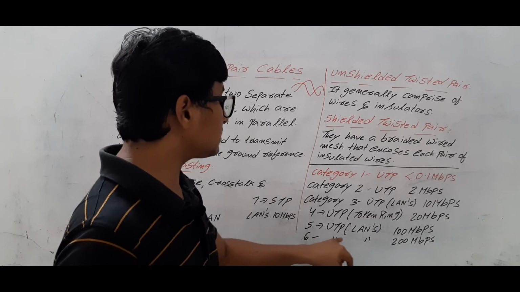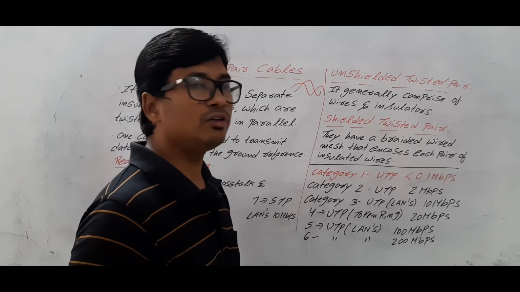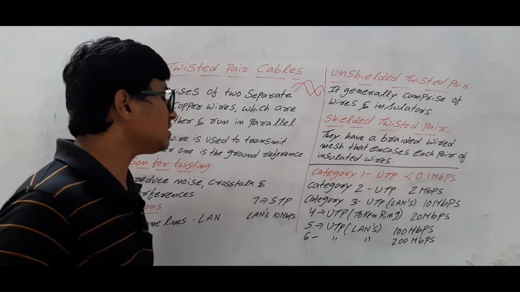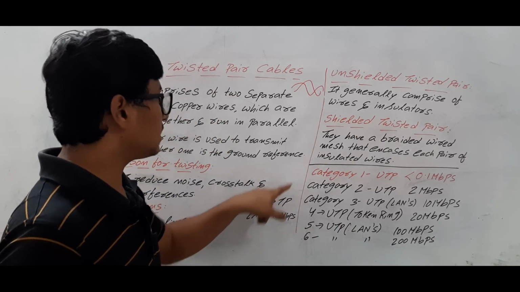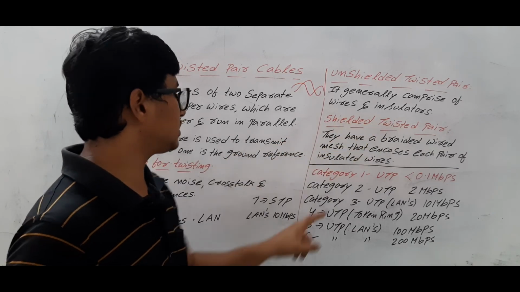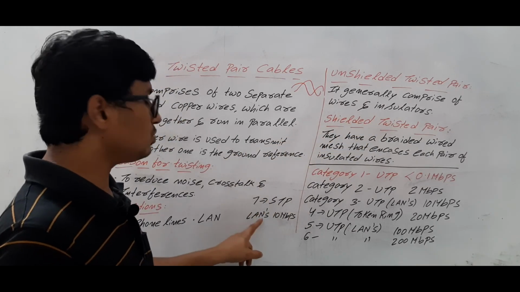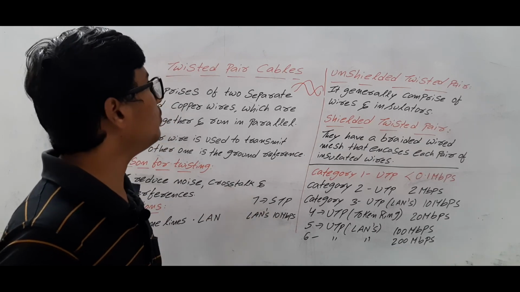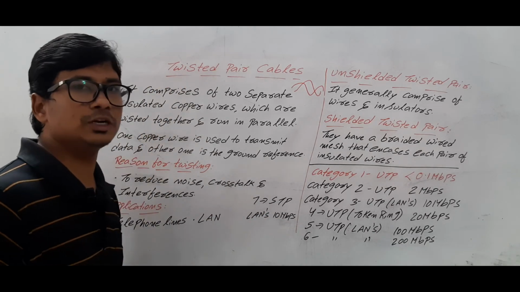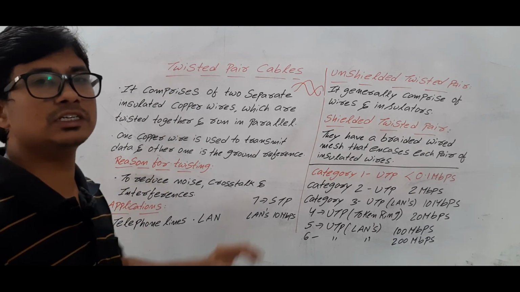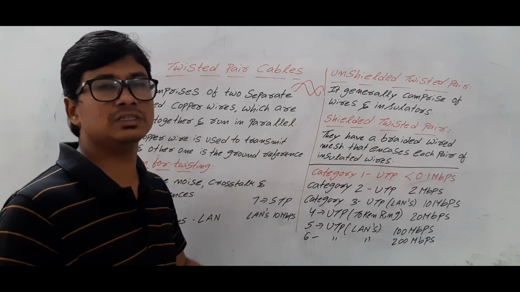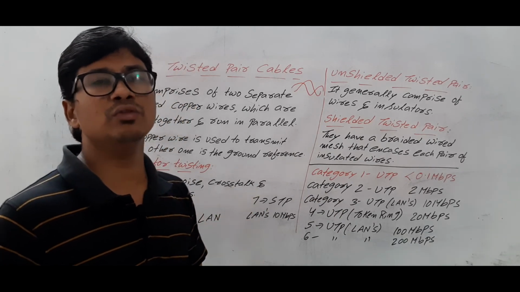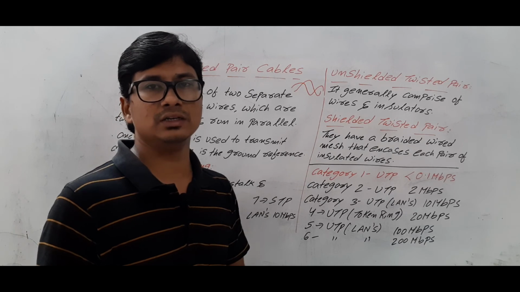And category 6 gives a data rate of 200 Mbps, and we use it in Ethernet as well. And category 7 is a shielded twisted pair cable, STP. It is used in LANs, and it gives a data rate of 10 Mbps. So I hope you have understood what a twisted pair cable is, what its applications are, how many types of twisted pair cables there are, what their categories are, what the data rates are, and where we use them. I hope you have understood the concept.